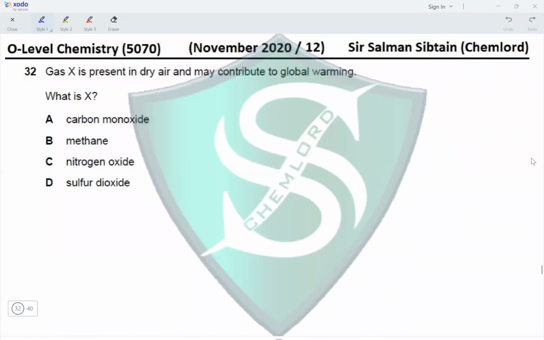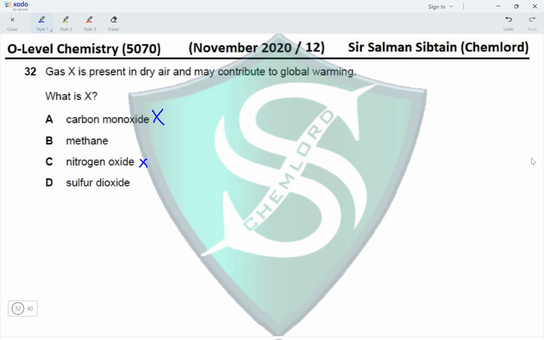Question 32. Gas X is present in dry air and may contribute to global warming. What is X? Carbon monoxide is not normally present in air. Methane is present in air. Nitrogen oxide is not normally present in air. It is there in the higher atmosphere.